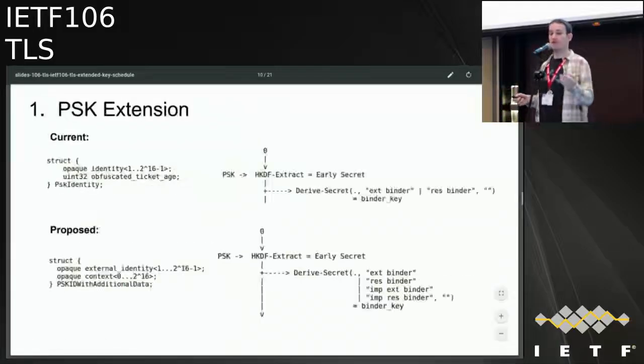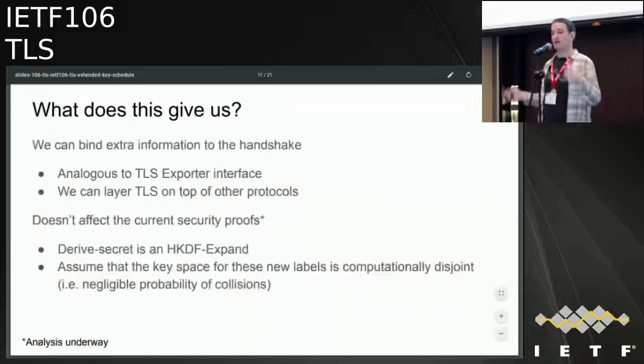Okay, so what does this change give us? You can bind extra information into the handshake. So I can bind non-secret information to the handshake, and this is analogous to the TLS exporter interface. In the same way that I can layer something on top of TLS, this lets me layer TLS on top of something else. And that's where you would effectively end up with channel bindings. And this just harmonizes the structure that we should have done in the first place.